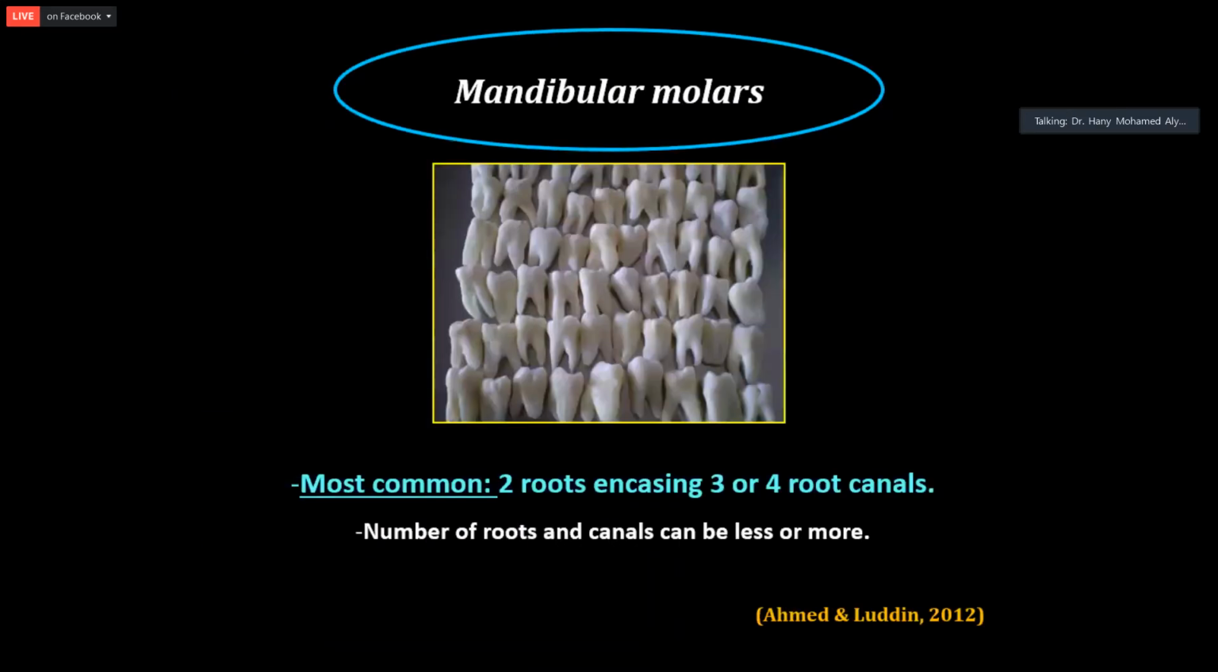Okay, for mandibular molars, this is the last tooth type. The mandibular molars, as we know, have two roots, 3 or 4 canals.